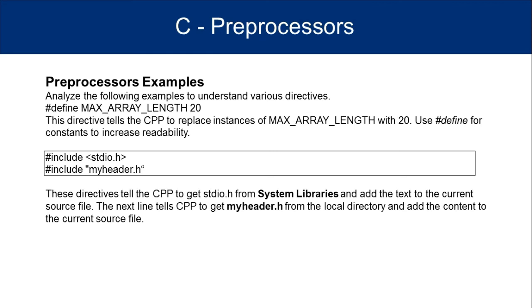These directives tell the CPP to get stdio.h from system libraries and add the text to the current source file. The next line tells the CPP to get myheader.h from the local directory and add the content to the current source file.